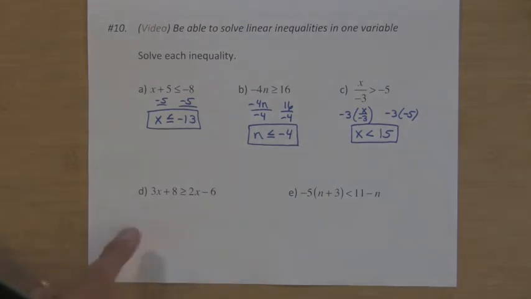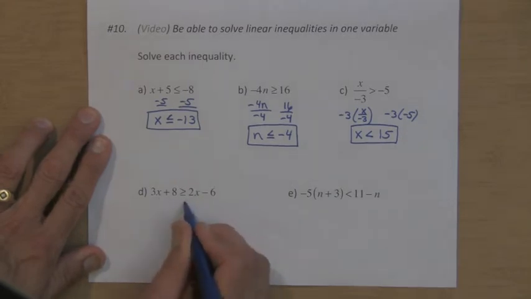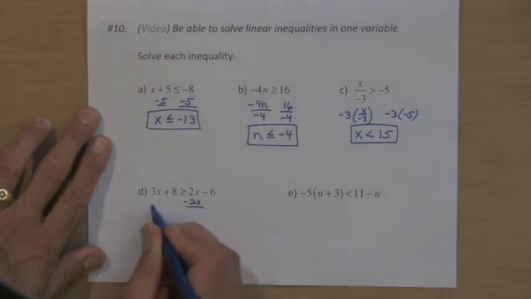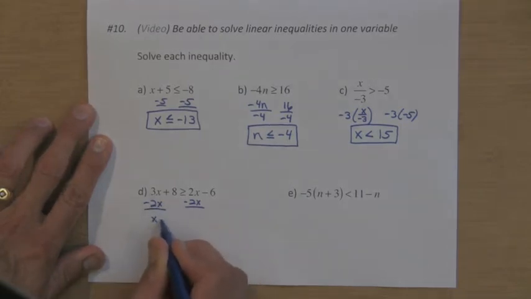Next one, we have variables on both sides. So get all the variables to one side. 3x and 2x, I choose to take a minus 2x to both sides to keep what's in front of the x positive. So 3x minus 2x is x. So I have x plus 8 is greater than or equal to negative 6.